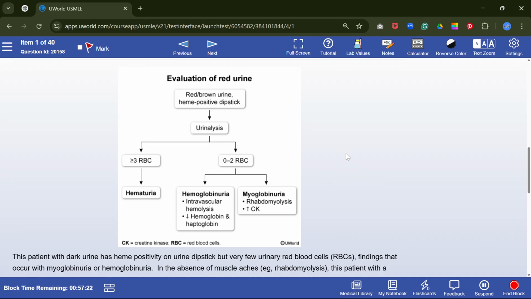Okay, evaluation of red urine. If there is red or brown urine or heme positive dipstick urine analysis: if urine analysis shows 3 or more than 3 RBC, it is hematuria. If 0 to 2 RBC, hemoglobinuria, intravascular hemolysis with decreased hemoglobin and haptoglobin, and myoglobinuria or rhabdomyolysis with increased CK.